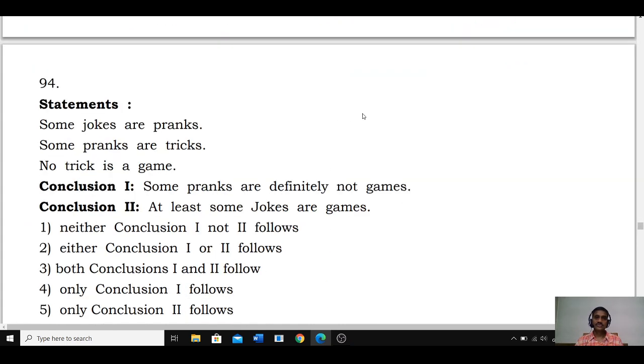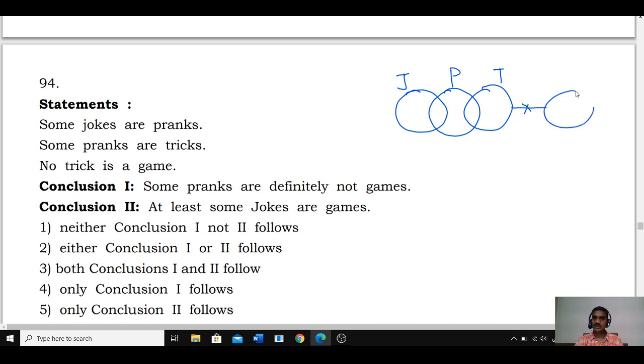Question 94. Some jokes are pranks. Some of the jokes are pranks, joke and prank. Some pranks are tricks, prank and trick. No trick is a game, no intersection between trick and a game. Then the first one: some pranks are not games. As of now, no prank is a game, that is, some pranks are not games.